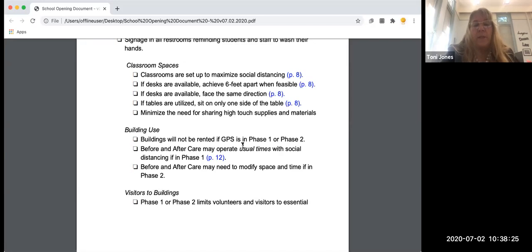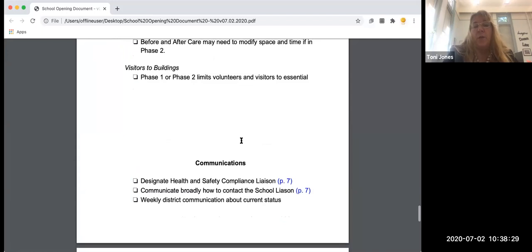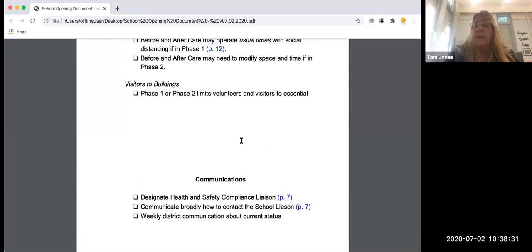The next one is visitors to the buildings. We do limit volunteers and visitors to essential. And again, that's from the guidance document, and that's going to be different for us. We're used to having quite a few volunteers and people that are in and out of our buildings. But if we are trying to limit exposure and we are adhering to the guidance for cohorting, we really can't have a lot of people inside the building that are coming from all other places. And again, that's from the document itself.